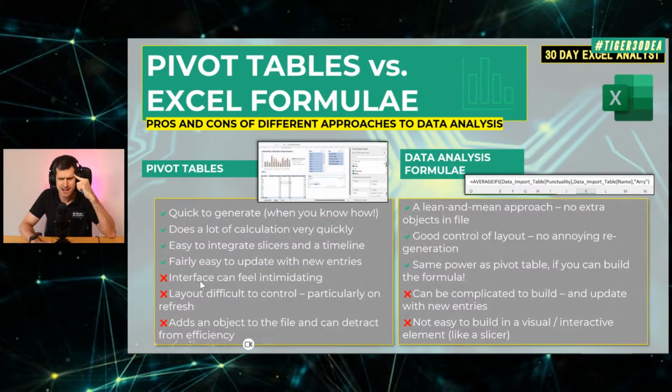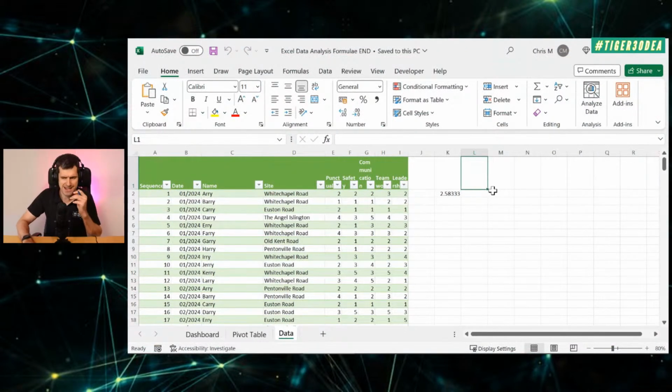But this interface can feel intimidating, difficult to set up. The layout's difficult to control. So when you refresh the data, you could have a layout that's not completely different, but different, that could mess up your aesthetic. And then it adds an object to the file and can detract from file efficiency. That's the same with data analysis formulae, but I find pivot tables can really slow files down. So what advantages do data analysis formulae offer? Well, rather than going through the points, let's get into the Excel file first.